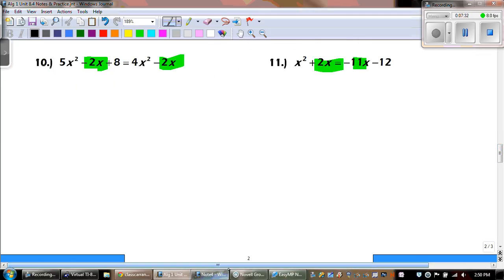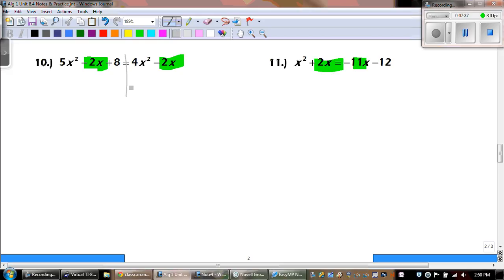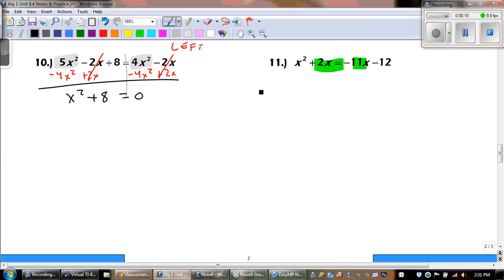Okay. Number 10. Number 10, we said that this is a linear term. So we have to do factoring. Let's take a look at our 2 quadratic terms. The 5 is bigger, so I'm going to move everything to the left. So minus 4x squared, minus 4x squared, add 2x, add 2x. Whoa, look, those cancel. And we're left with x squared plus 8 equals 0.